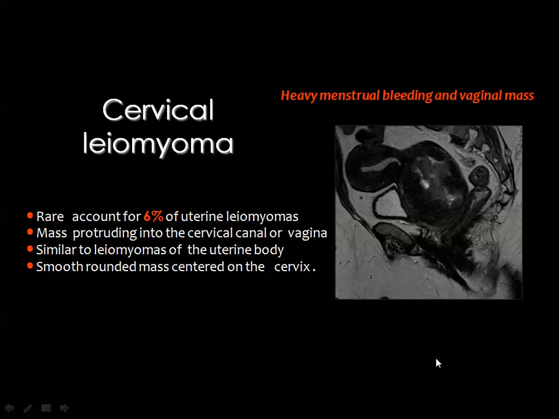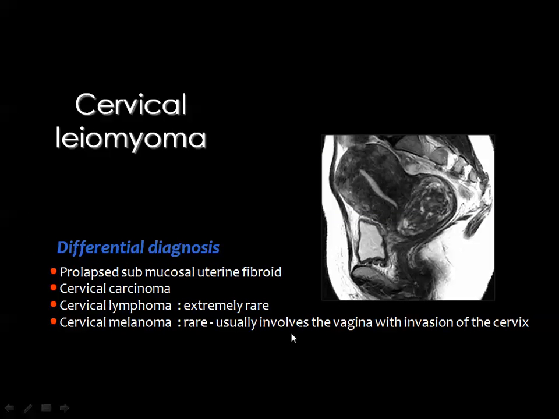Cervical fibroids, or leiomyomas, the incidence is about 6 to 10% of the uterine fibroids. They will have the same imaging findings similar to the leiomyomas arising from the body of the uterus. And they are liable for the same degenerative changes affecting the uterine myomas. And here you see a big cervical leiomyoma, which is protruding into the proximal part of the vagina.